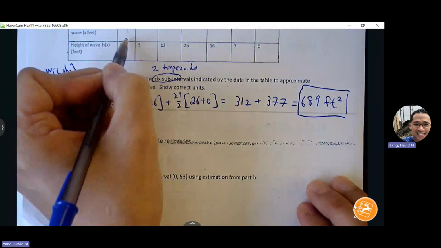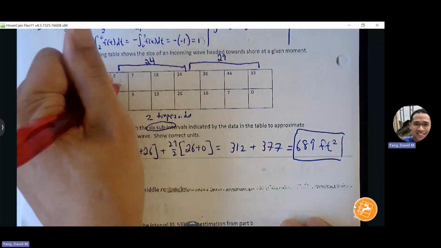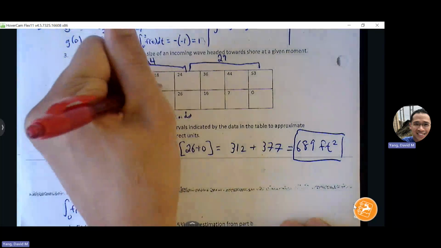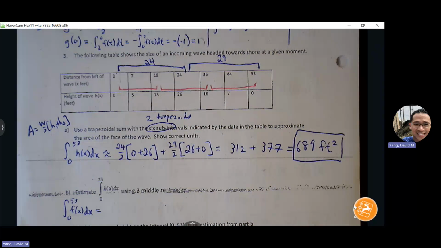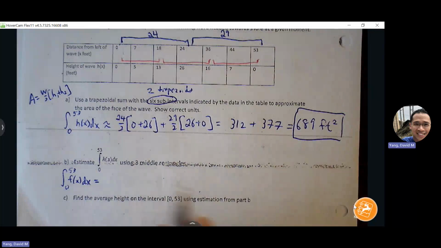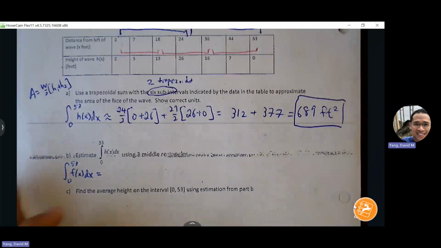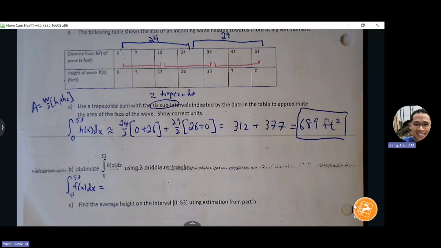So 3 middle rectangles. That means I have to span out a different set of intervals. From 0 to 18 can be one, 18 to 36 can be one, and 36 to 53. Can we change the value at the end to 54 so that they're all 18 in width? The thing we have to get used to is that on the AP exam, you're almost expecting every width to be different. It's nice if all the widths are the same, but chances are you're going to have to do your area 3 separate times.